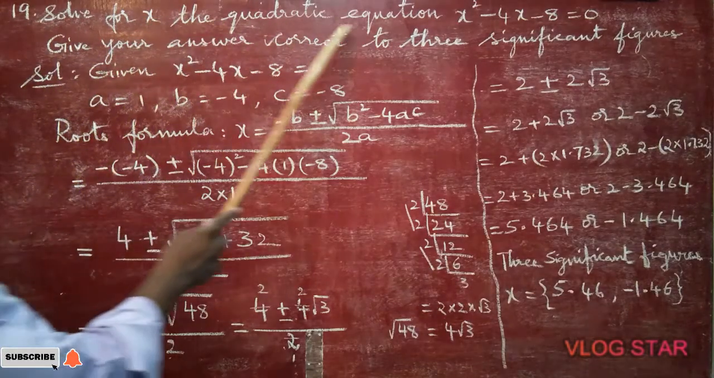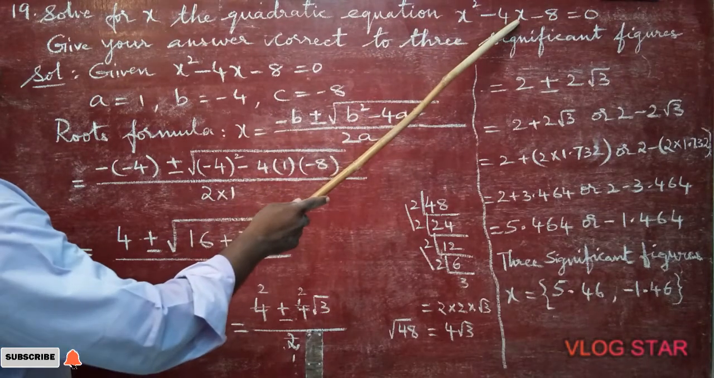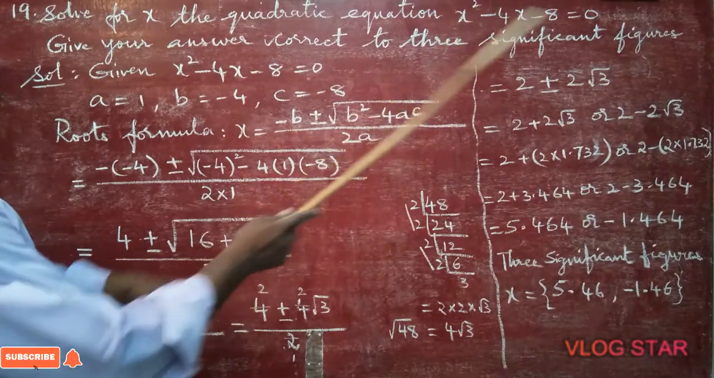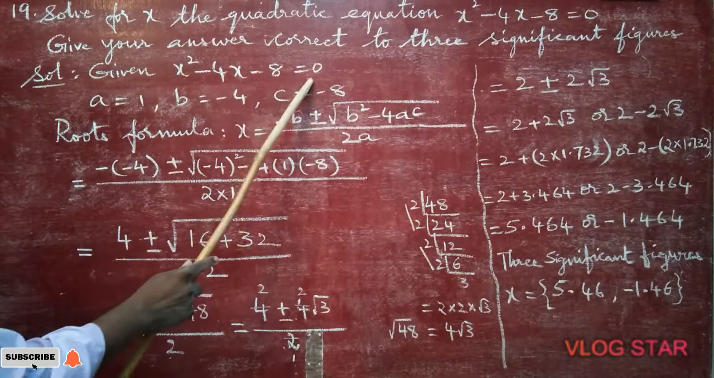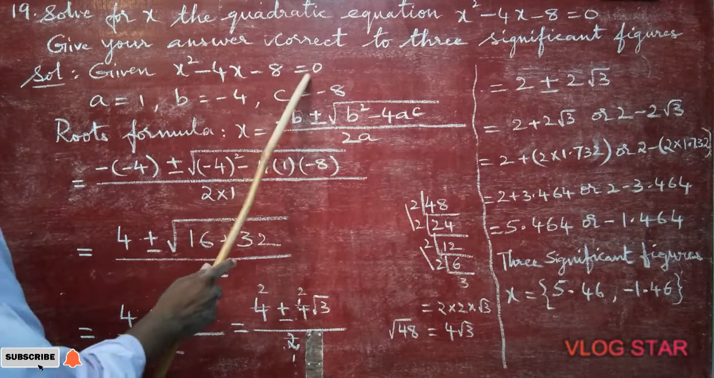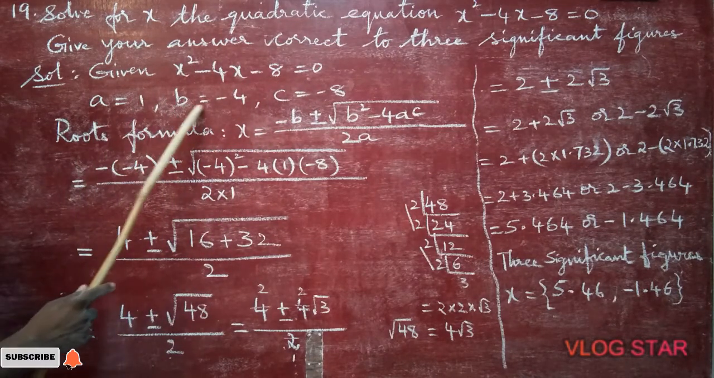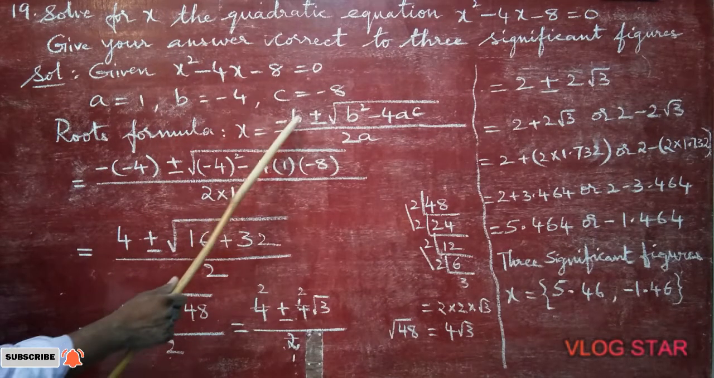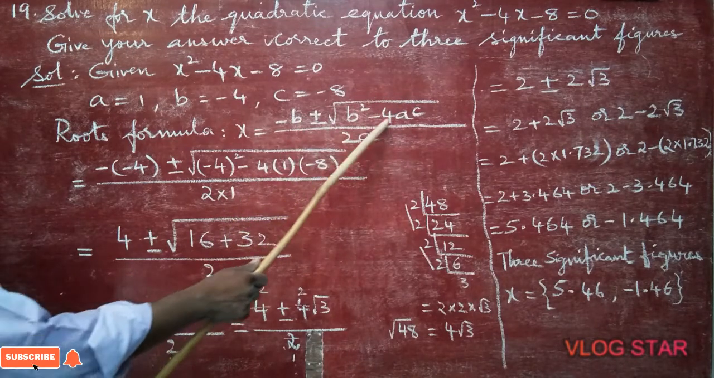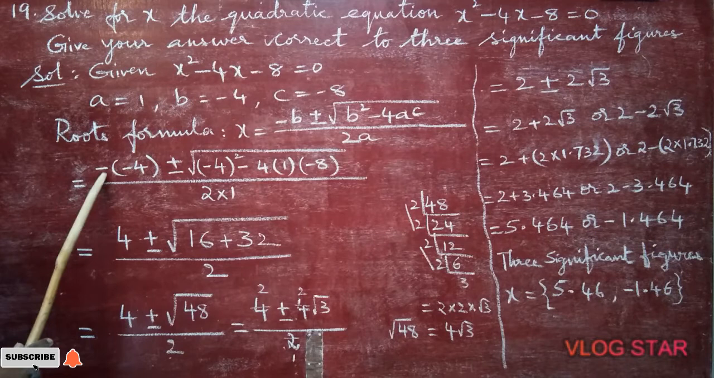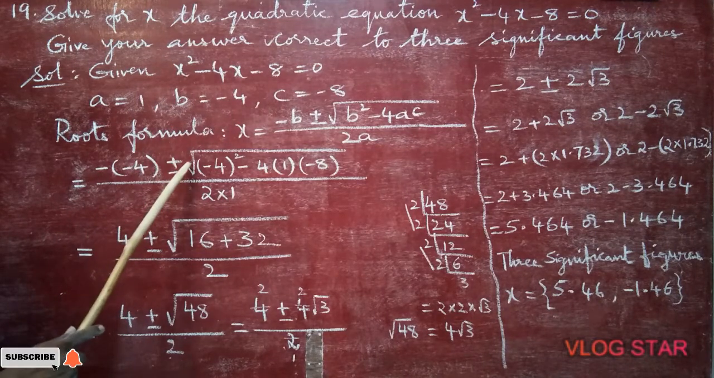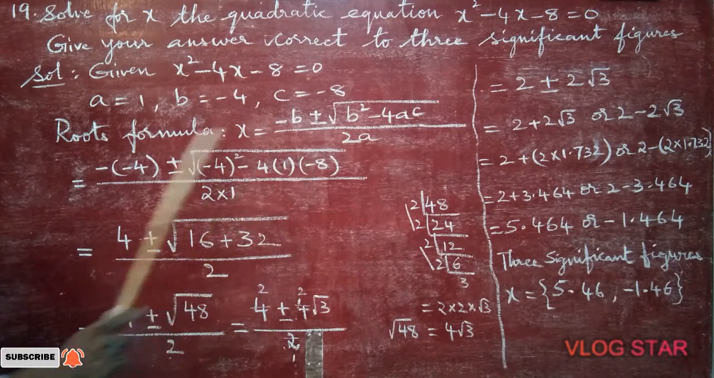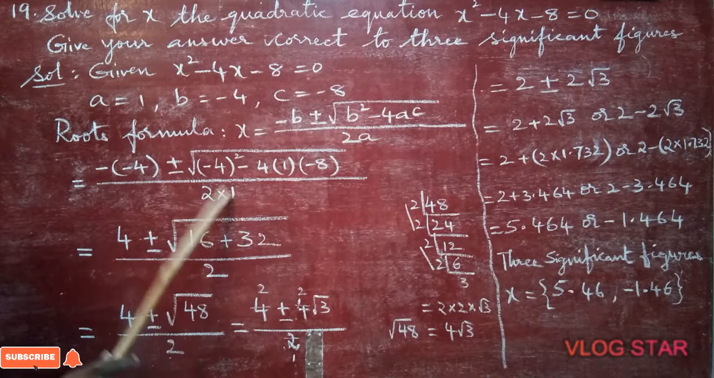Solve for x the quadratic equation x square minus 4x minus 8 is equal to 0. Give your answer correct to 3 significant figures. This is the quadratic equation they gave. Here a is equal to 1, b is equal to minus 4, c is equal to minus 8. And the roots formula is x is equal to minus b plus or minus square root of b square minus 4ac, by 2a. That is equal to minus of minus 4 plus or minus square root of minus 4 whole square minus 4 into 1 into minus 8, divided by 2 into 1.